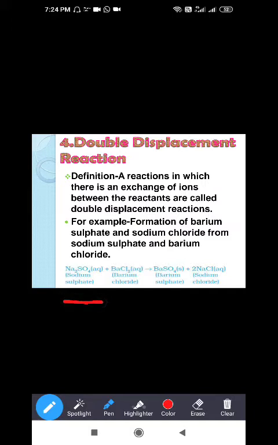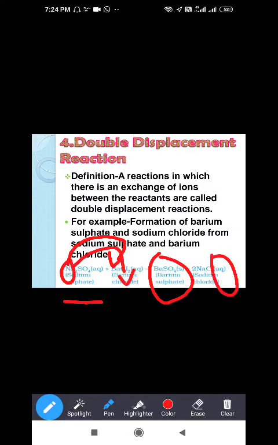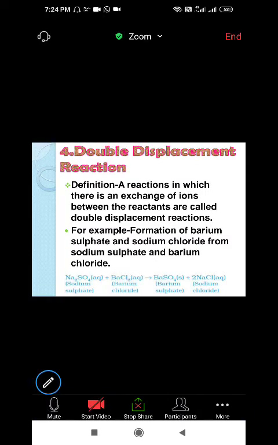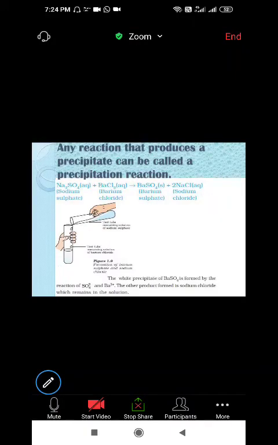From the sodium sulfate, the sodium is going to get displaced by the barium, right? And it is going to produce the barium sulfate. Secondly, the opposite will happen. Here, the sodium is going to get mixed with the chlorine and will produce the sodium chloride, right? So the displacement has been done twice over here. That's why this is known as a double displacement reaction.